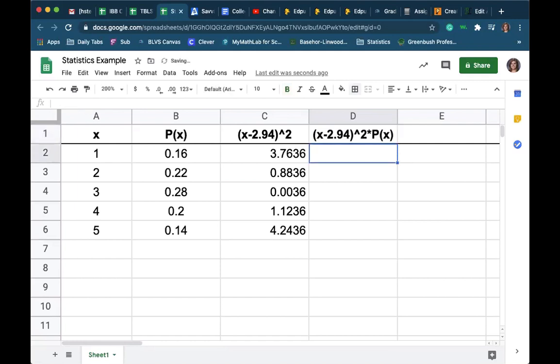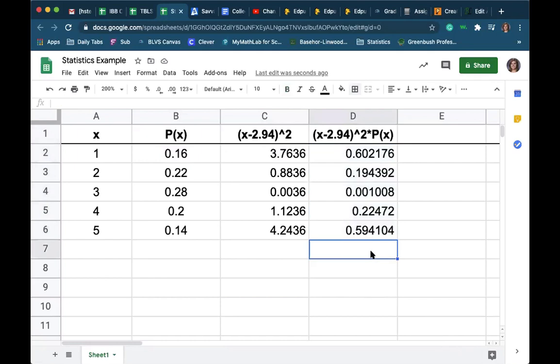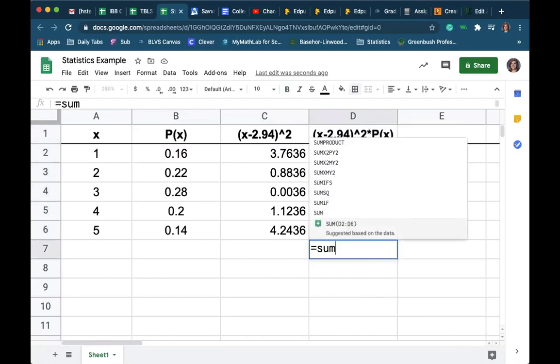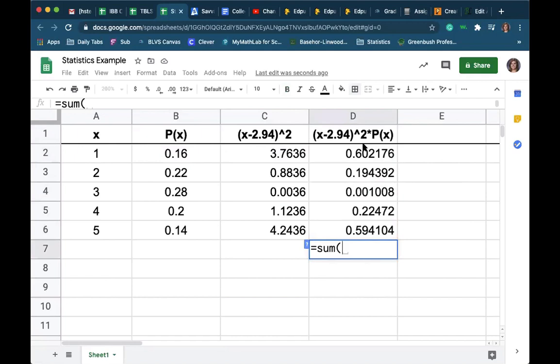Okay, so we're going to do equals, and then you're just going to multiply column C times column B. And then drag it down. Okay, after you find those, we just need to find the sum. So this one is slightly different than what we've done previously. We don't have to divide by anything. Okay. So we get 1.6164. We don't need to divide because we're talking about probability already.